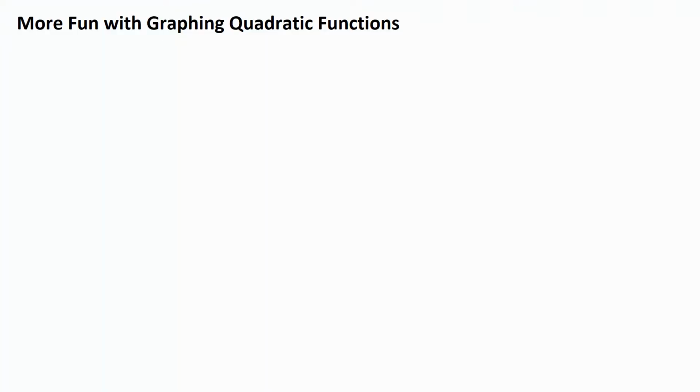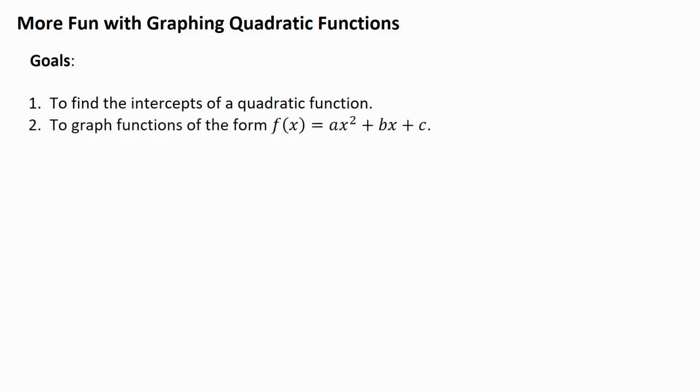I call this section more fun with graphing quadratic functions. The goals, number 1, to find the intercepts of a quadratic function, the x and y intercepts. Goal number 2, we want to graph functions of the form f of x equals ax squared plus bx plus c. A, b, and c are constants for any particular problem.